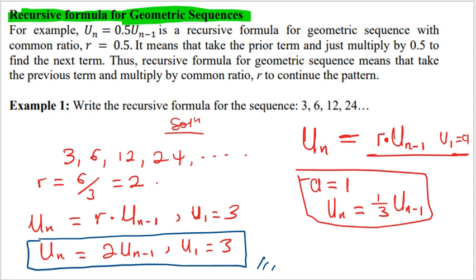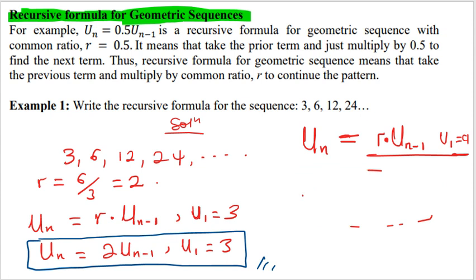Let me define it well. Let's use this example here. Let's say you have a sequence. This is a geometric progression. We can find our common ratio from this sequence. The common ratio is 2. So this is my common ratio.